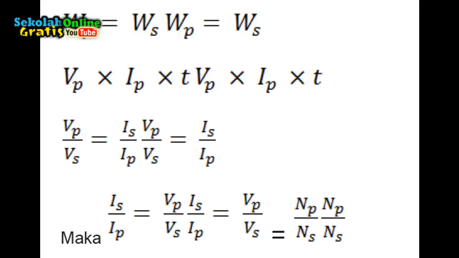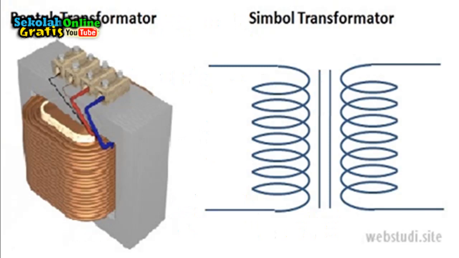In an ideal transformer, the electrical energy that enters the primary coil will be transferred entirely into the secondary coil. This results in the transformer efficiency being 100%, or mathematically written as follows. Description: WP equals primary energy, WS equals secondary energy, IP equals primary current, IS equals secondary current, NP equals primary winding, NS equals secondary winding, VP equals primary voltage, VS equals secondary voltage.